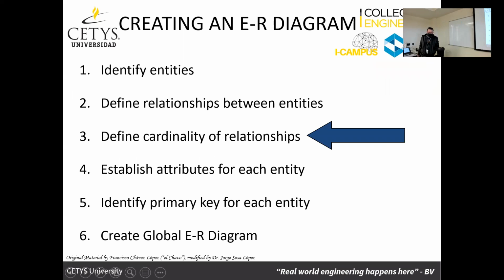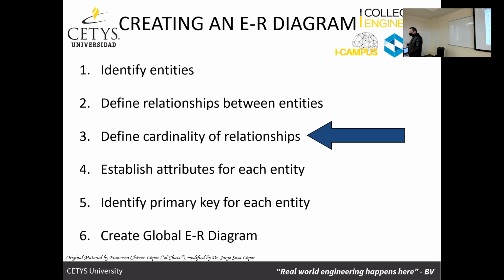Okay, so right now we've gone through steps 1 and 2, which is the identification of entities and the definition of the relationships, and now we're going to go through the next 6 steps in the development of this structure that's called the entity relationship diagram. That's going to help us to build a database. And the next step is define cardinality of relationships.